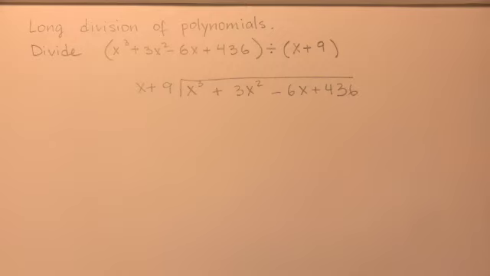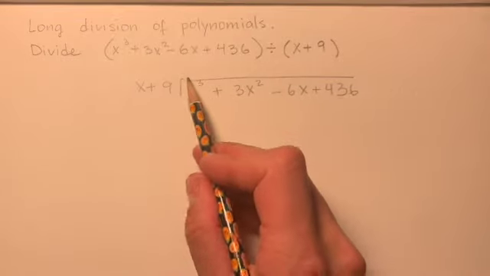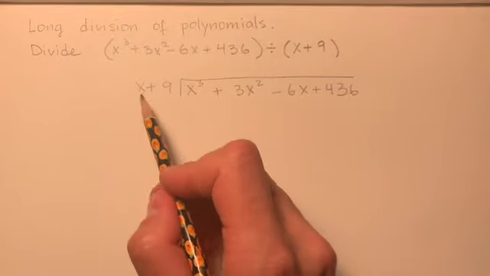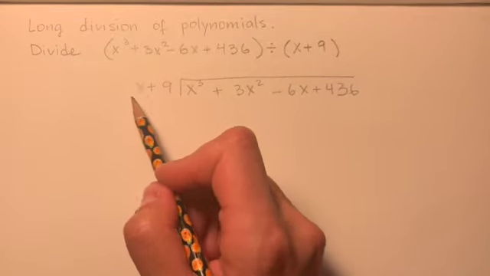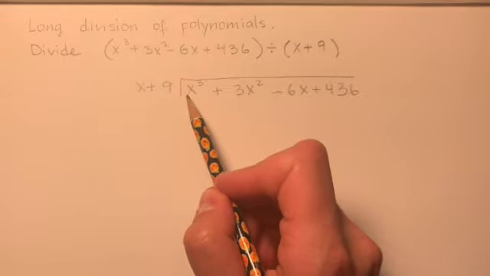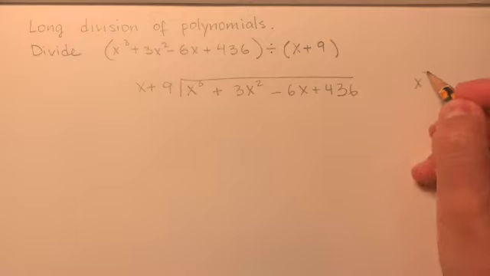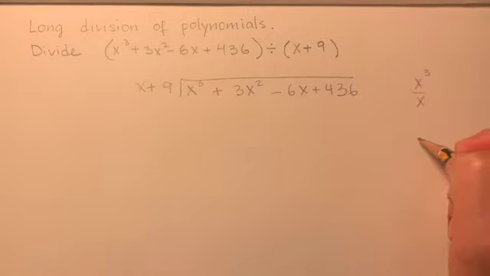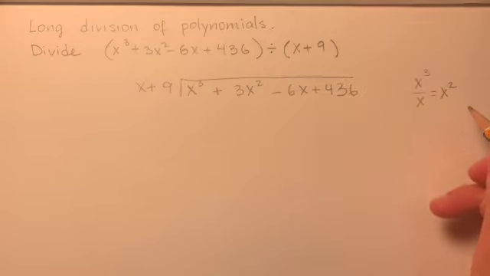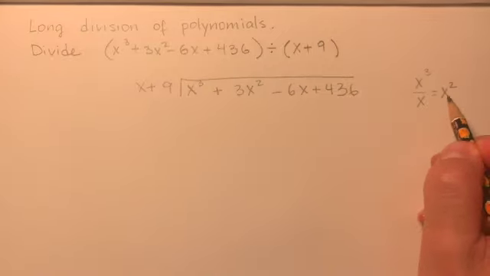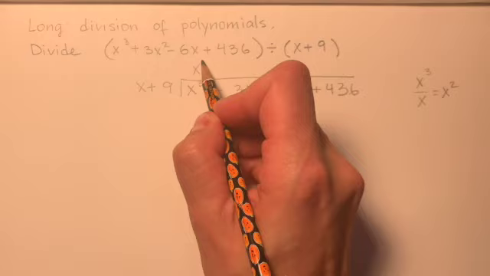So the first step in dividing is to divide the first term of the dividend by the first term of the divisor. In other words, in this case, we will be dividing x cubed by x. Well, what is x cubed divided by x? It's x squared. This is the first part of your answer and will be placed to the top of your box, x squared.